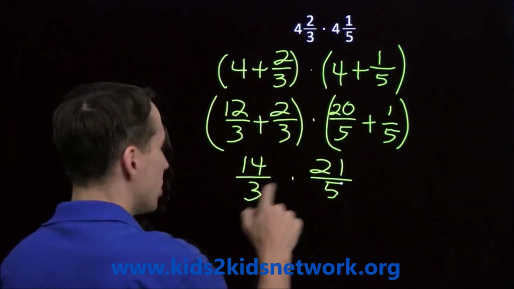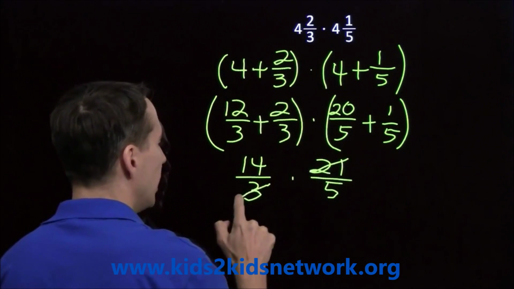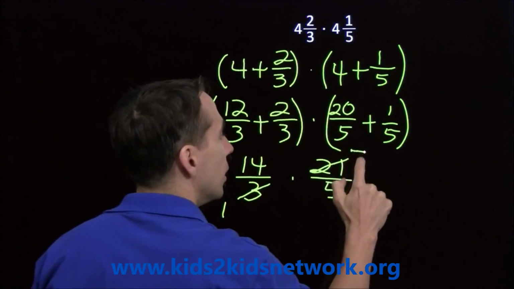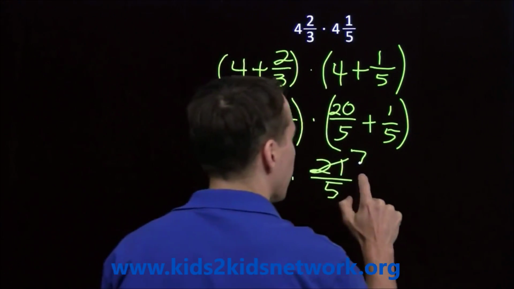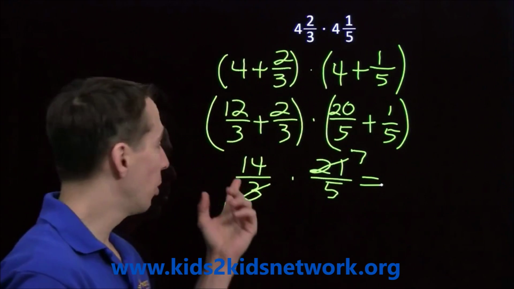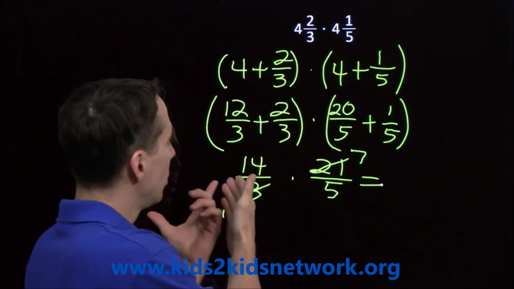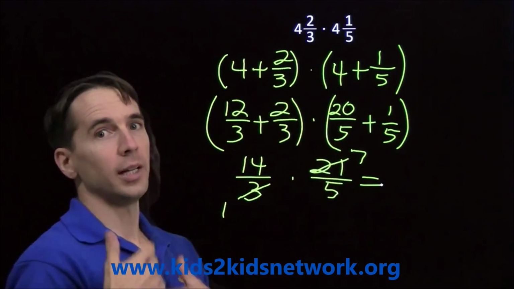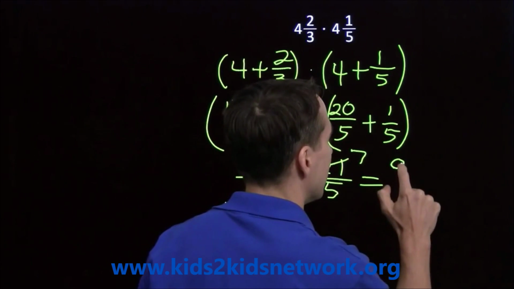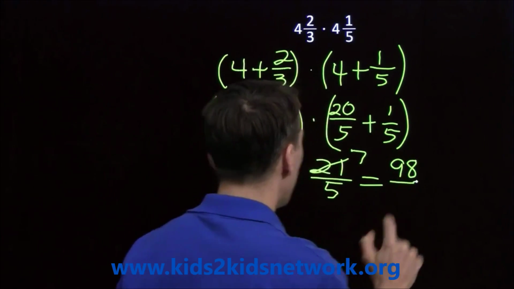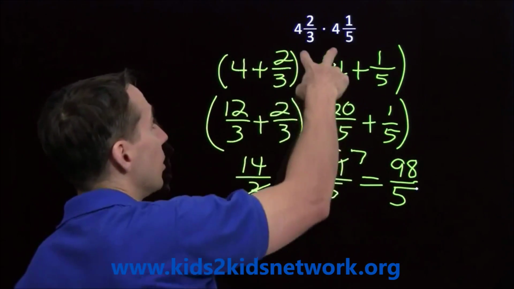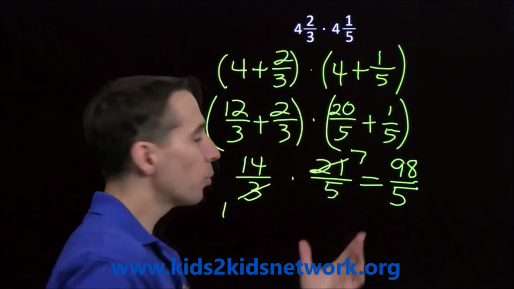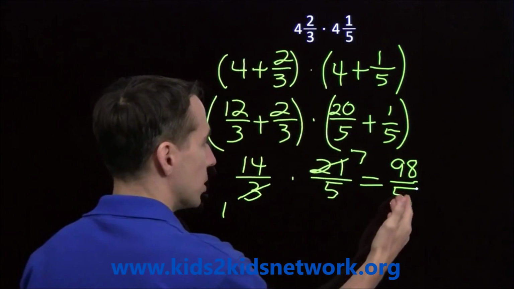We can do a little cancellation first. We see the 21 and the 3 have a common factor of 3. Do a little canceling there. So now we have 14 times 7 over 1 times 5. 14 times 7. Well, 14 is 2 times 7. So we go 7 times 7 is 49. Double that, we get 98. And on the bottom we have 1 times 5. That gives us 5. Now the problem's in mixed numbers, so we're going to write our final answer in terms of a mixed number too.